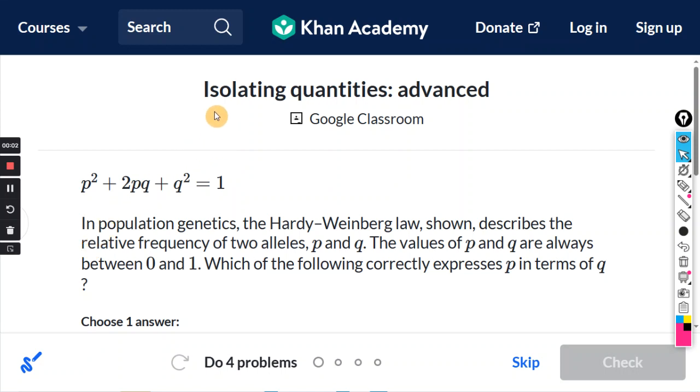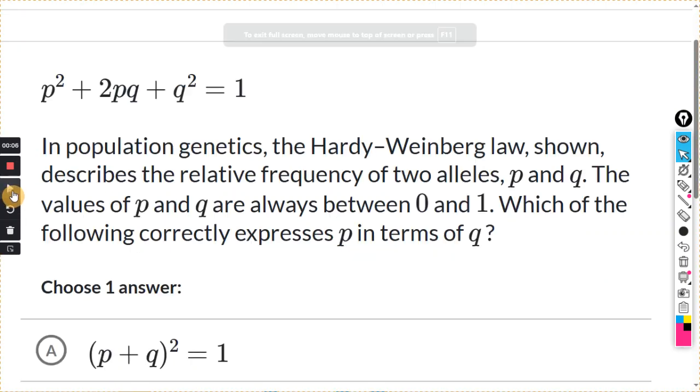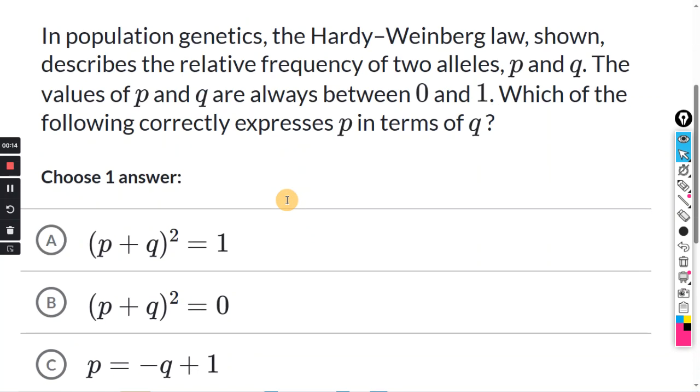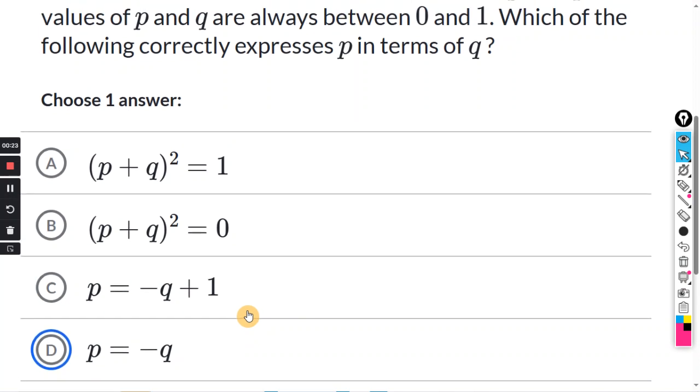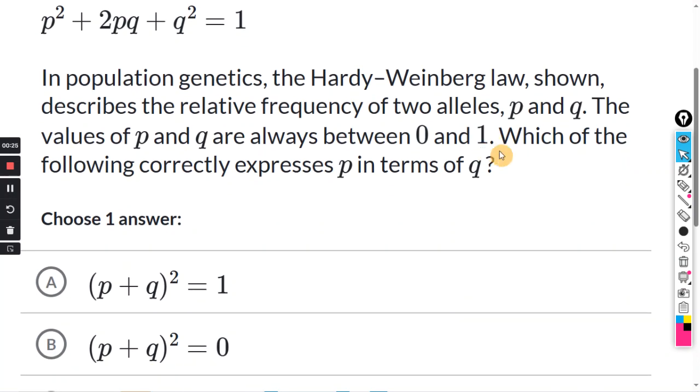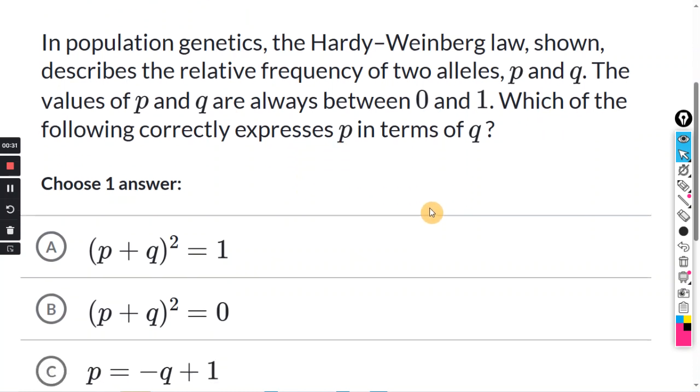This will be for the con exercise, isolating quantities advanced. Now, in these problems, you can certainly read the write-up, all right? But if you look at the answers, many times that will reveal what you're trying to solve for, okay? Really, if you just look at the last sentence, which of the following correctly expresses P in terms of Q?